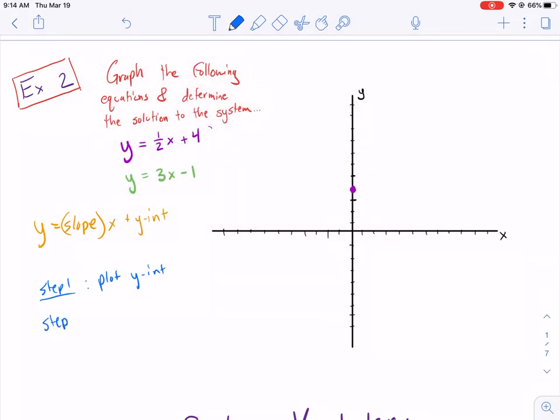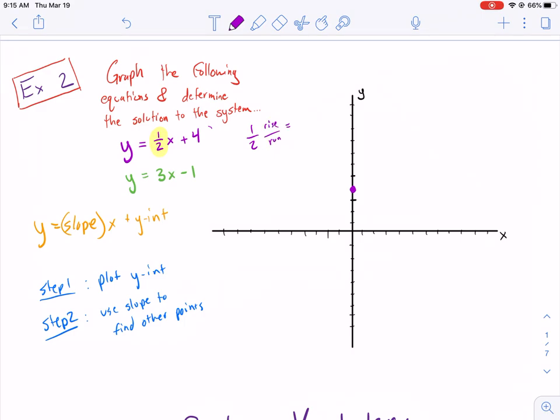Step 2 of graphing in slope-intercept form, as a reminder, we're going to use slope to find other points. Okay, so in this case, we need to identify our slope. Our slope is the coefficient in front of x. It's 1 over 2. We like it in fraction form because that is the rise over the run.